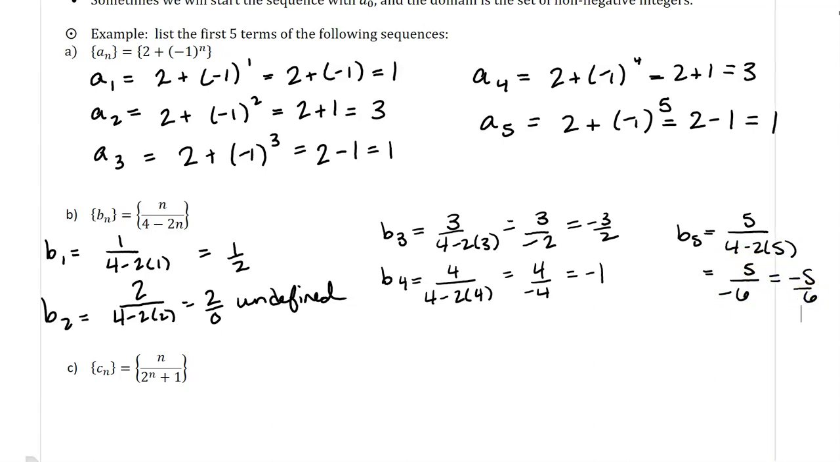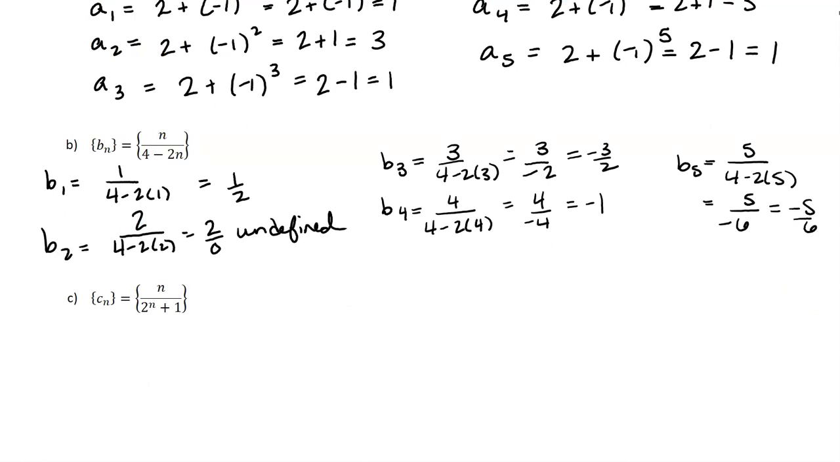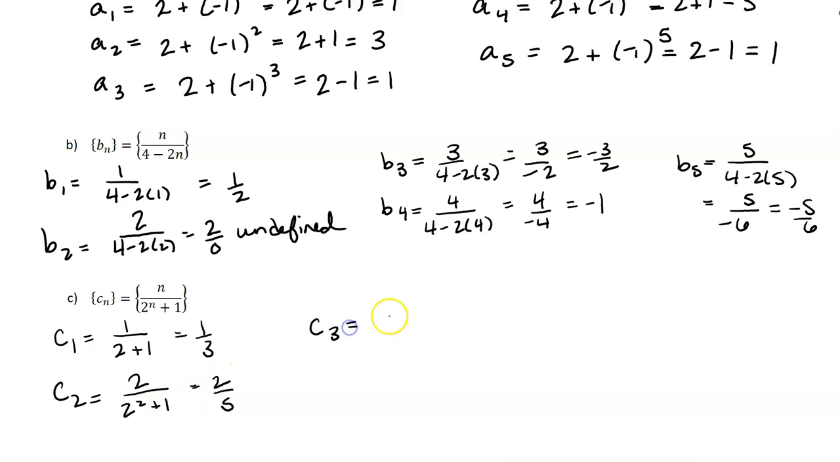For the last example, we have c sub n equals n divided by 2 to the nth plus 1. So c sub 1 would be 1 over 2 to the first power plus 1, so 1/3. C sub 2 would be 2 over 2 squared plus 1, so that's 2/5. C sub 3 would be 3 divided by 2 cubed plus 1, so that's 3/9, or 1/3.